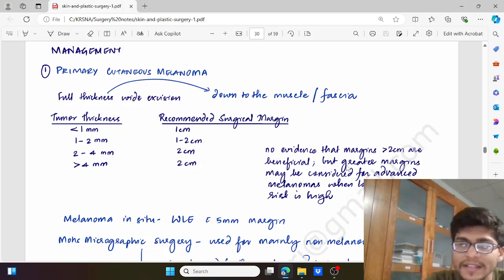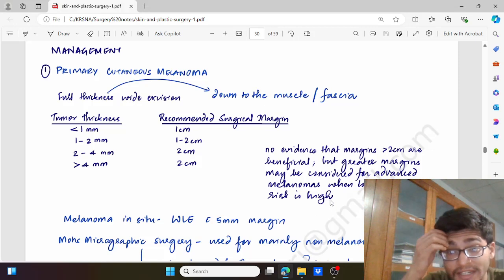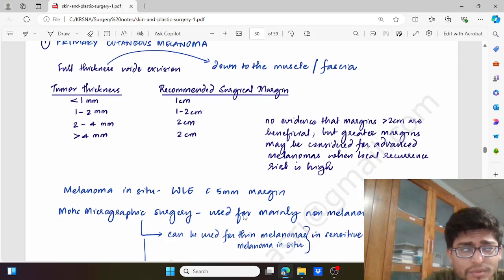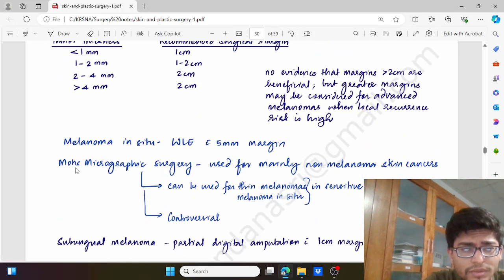So there is no evidence that margins more than 2 centimeter are beneficial. So if it is more than 2, it is not beneficial. There's no evidence for that. But greater margins may be considered for advanced melanoma when local recurrence risk is high. So we can take more margin if we are considering risk of recurrence. So for melanoma in situ, wide local excision with 5 mm margin. We can also go for Mohs micrographic surgery, but it is controversial.